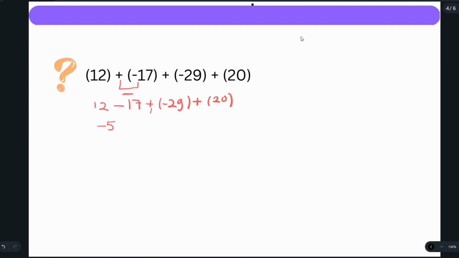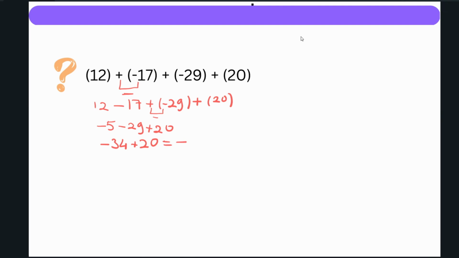And now we can do this part. A positive times negative will give you a negative, so you can just write it -29 plus 20. Let's do this part first. And when you're adding two negative numbers, the answer is negative. 5 plus 29 is 34, plus 20. And sign of the largest is negative.